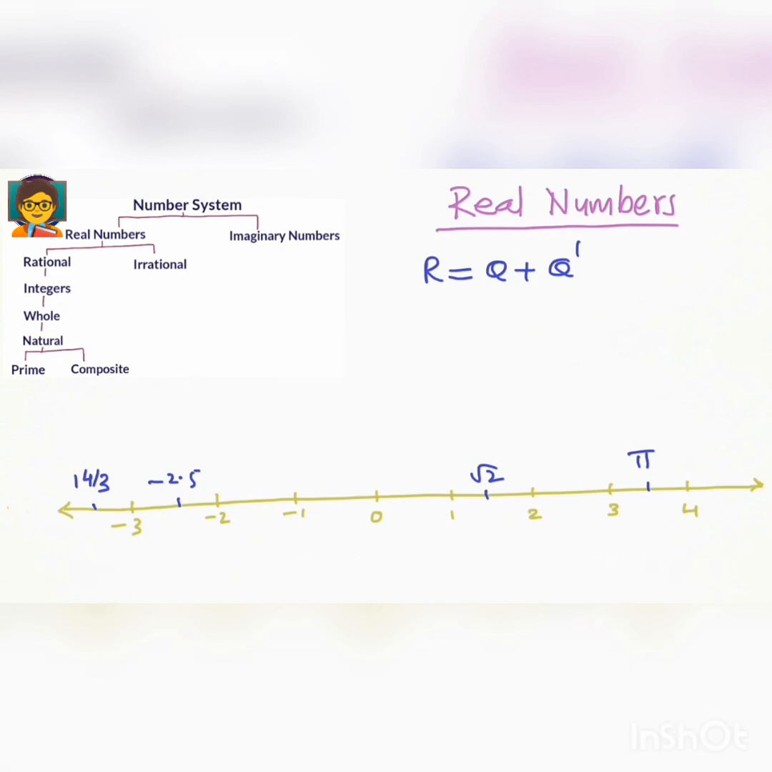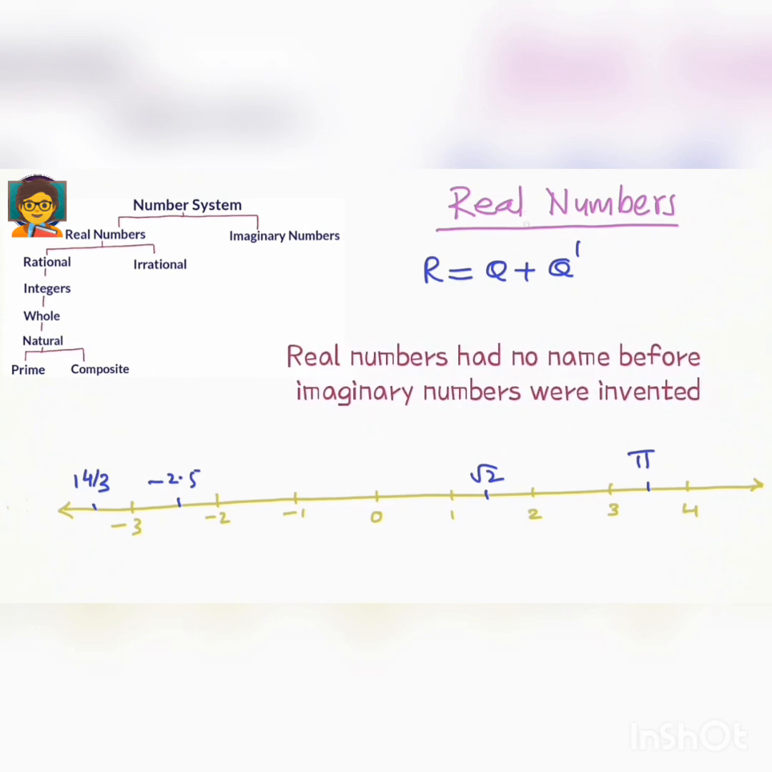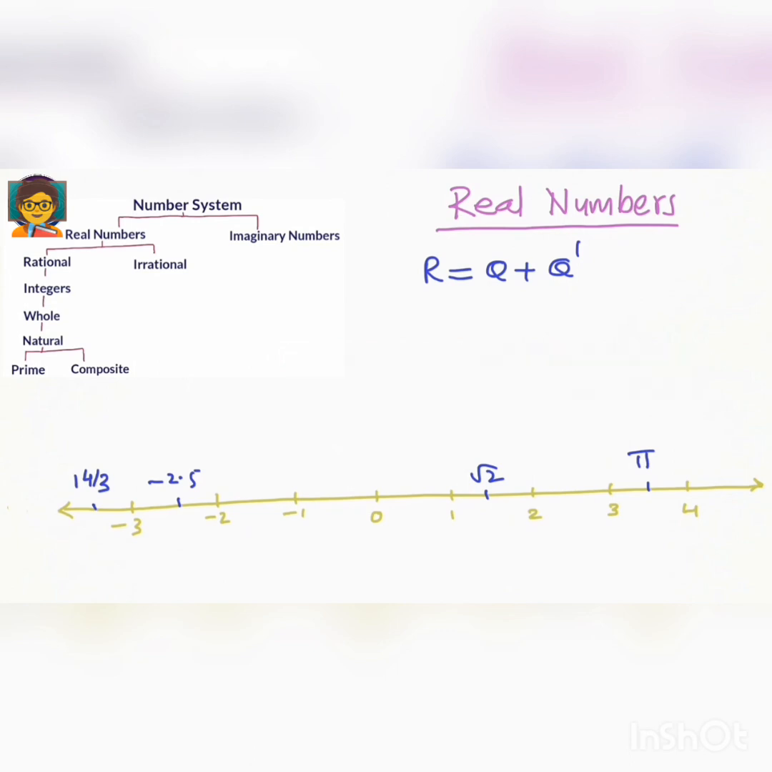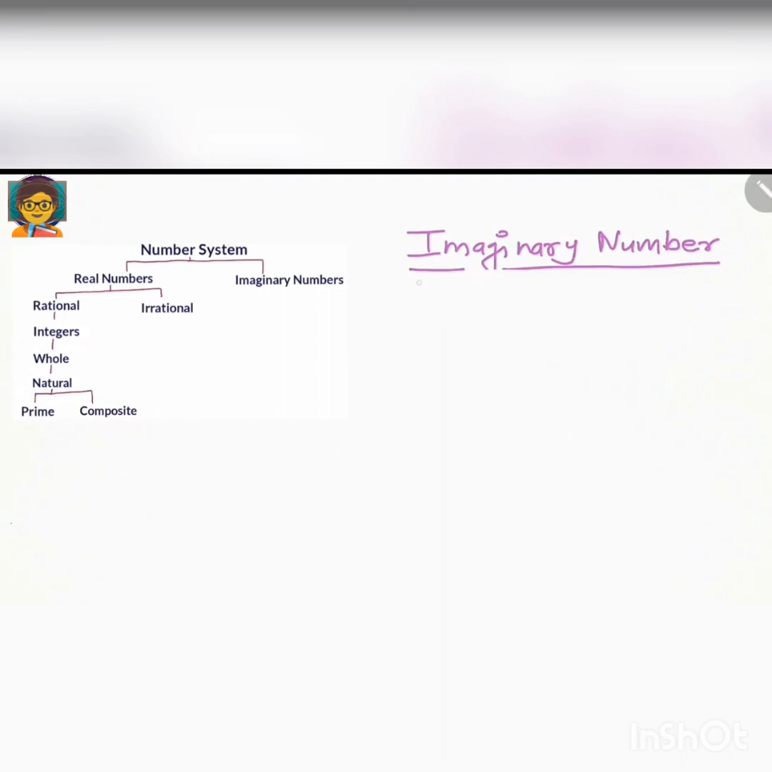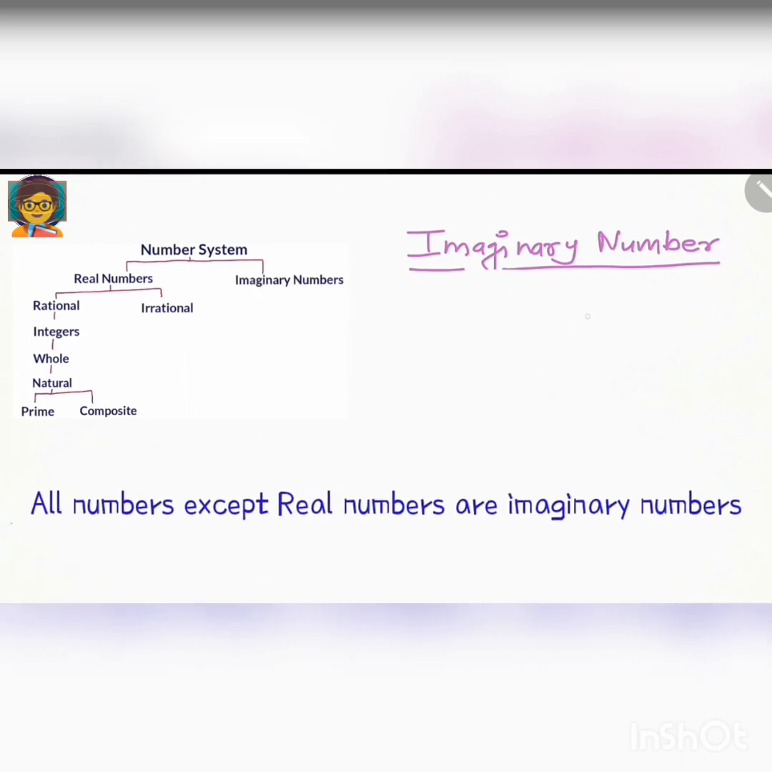Now how are we going to remember the real number? As the name real says, the number that is real or that exists is a real number. Or we can say this is not an imaginary number. In fact, the real numbers had no name before the imaginary numbers were invented. Let's understand the last number type, which is imaginary numbers. By definition, all numbers are imaginary numbers except real numbers.